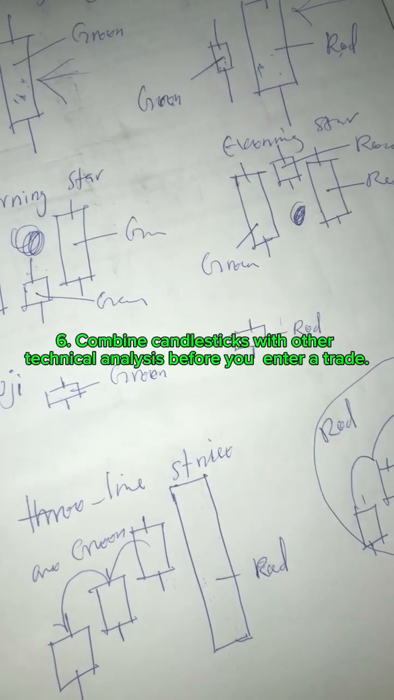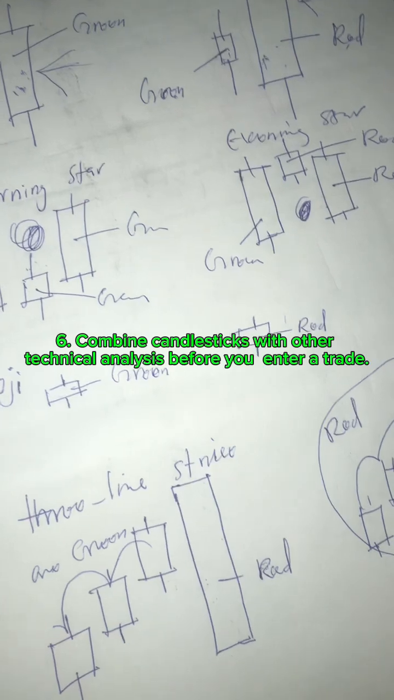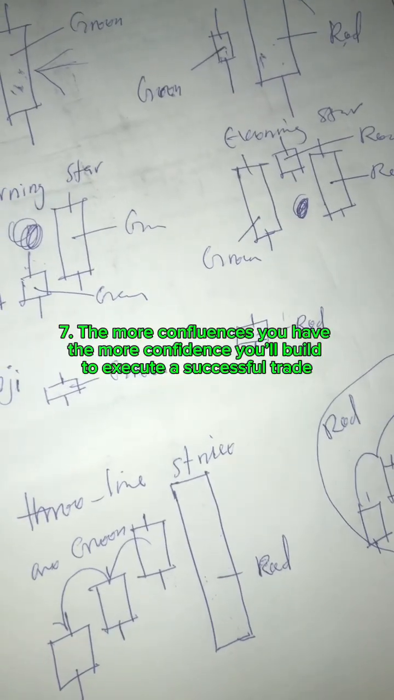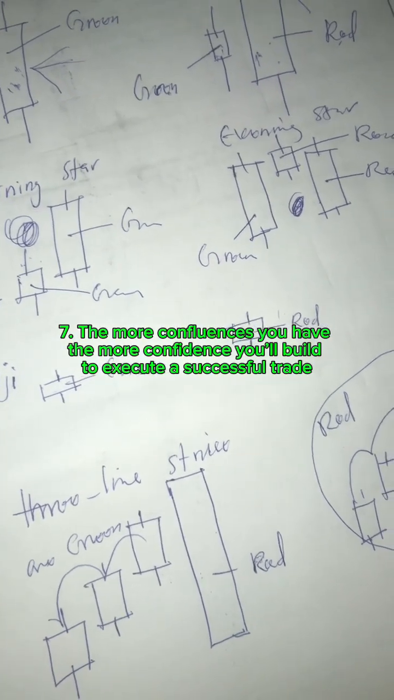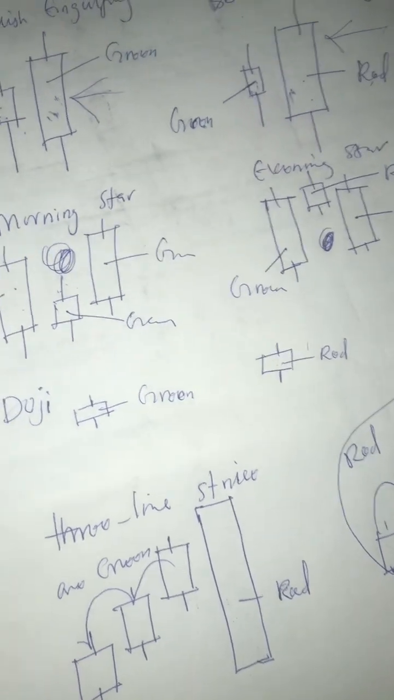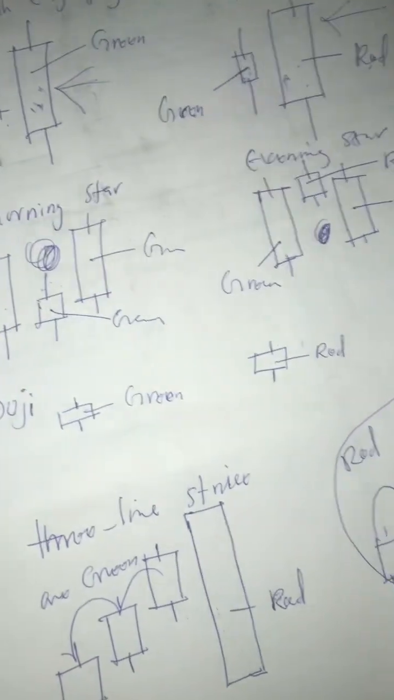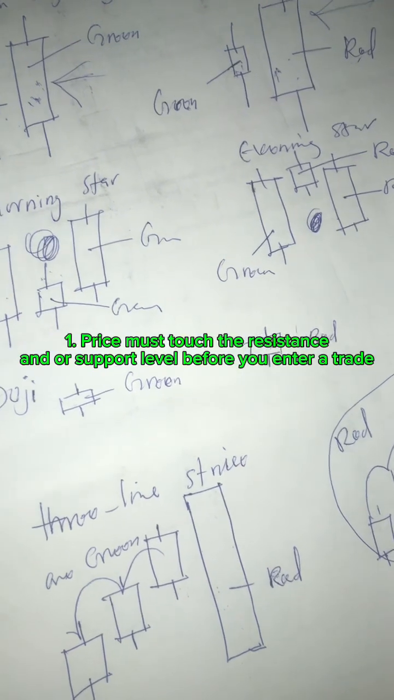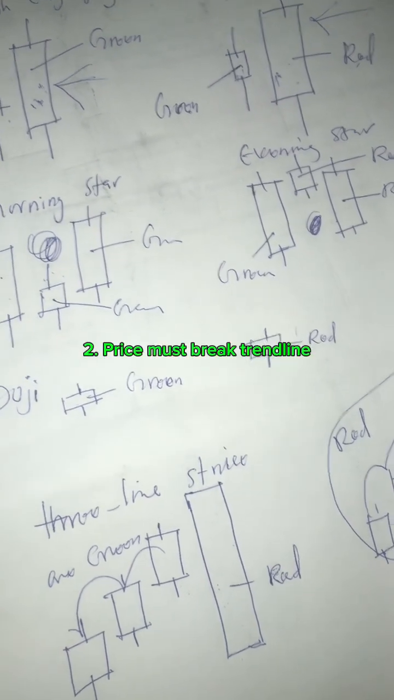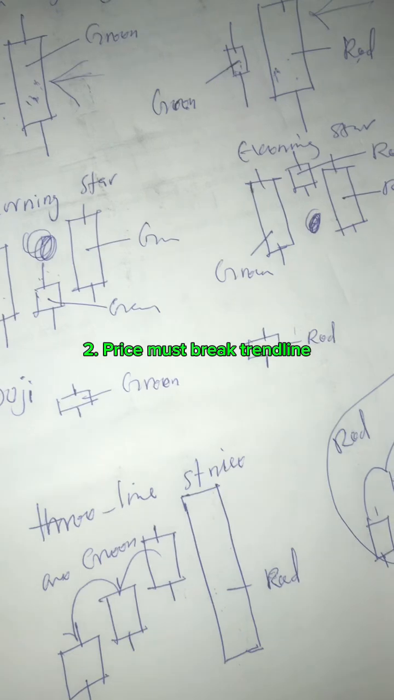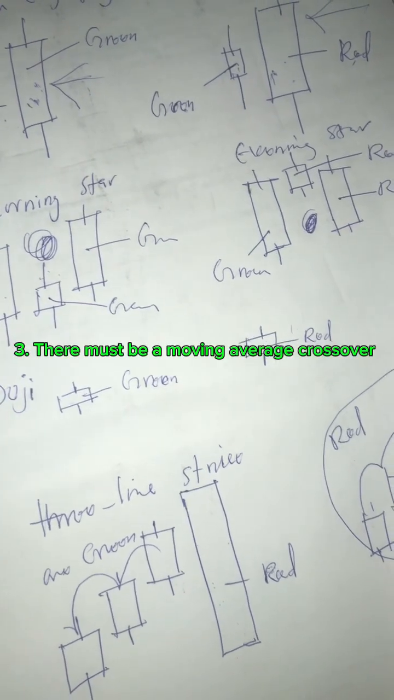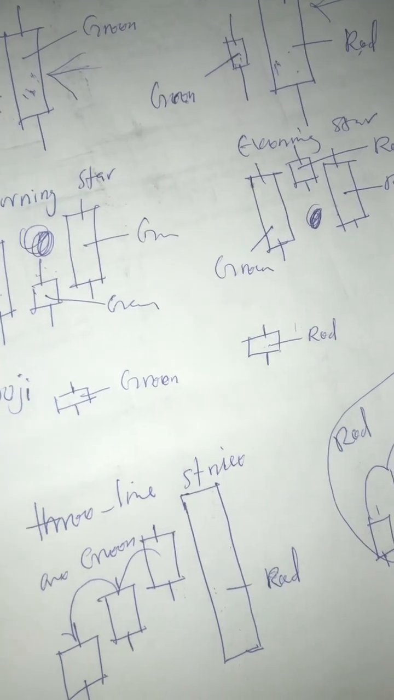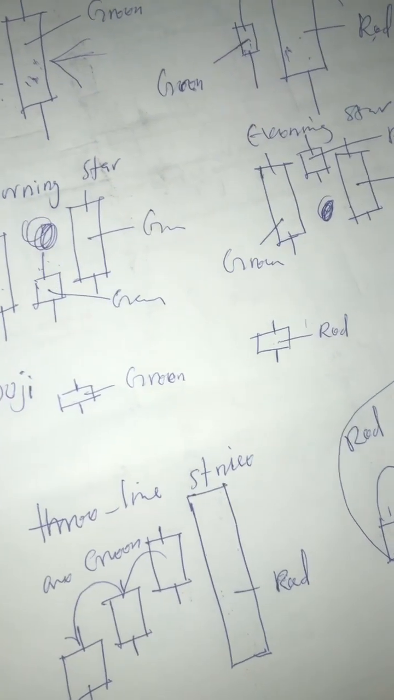You understand? Combine candlesticks with other technical analysis before you enter a trade. The more confluences you have, the more confident you will be in your trade. You understand? So let's look at the confluences. Number one, price must touch the resistance and support level before you enter a trade. Number two, price must break the trend line. Number three, there must be a moving average crossover. Then number four, it must form a long wick doji pattern.